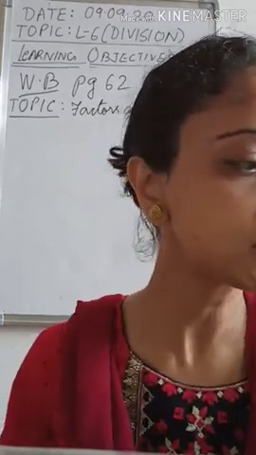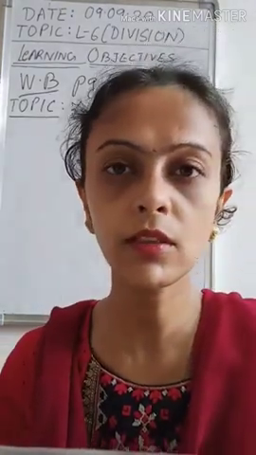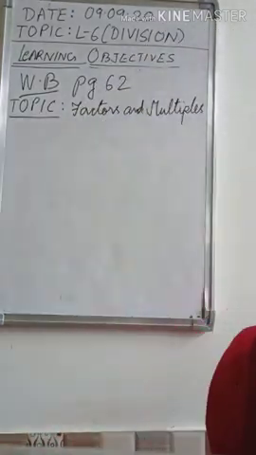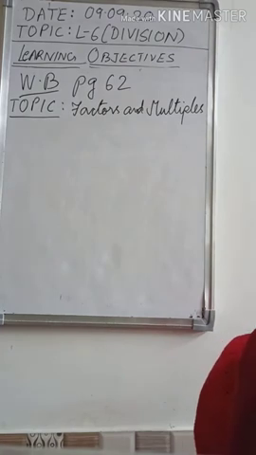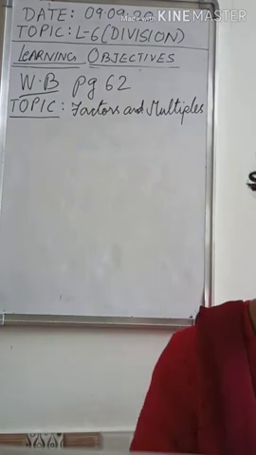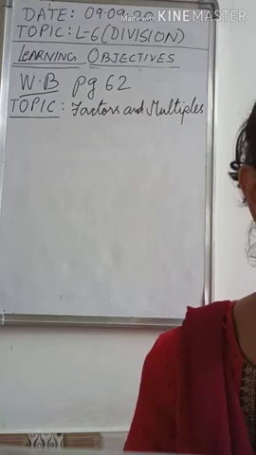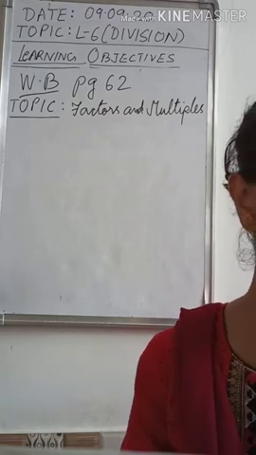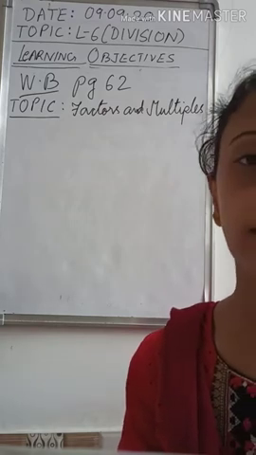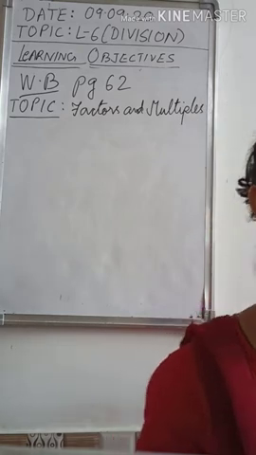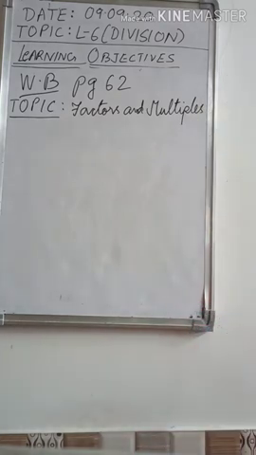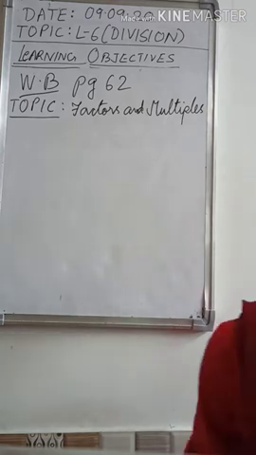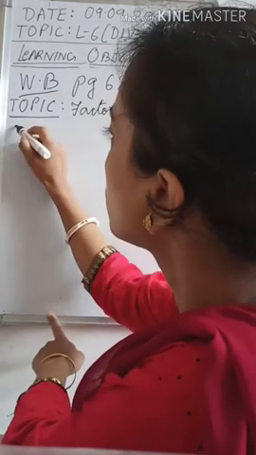What is our first question? Multiple choice question, the I recall part. The numbers that divide a given number exactly without leaving a remainder are called the dash of that number. So what do you call a number that divides another number exactly without leaving any remainder? The options are given. The correct answer is factors. So give a tick mark on factors.